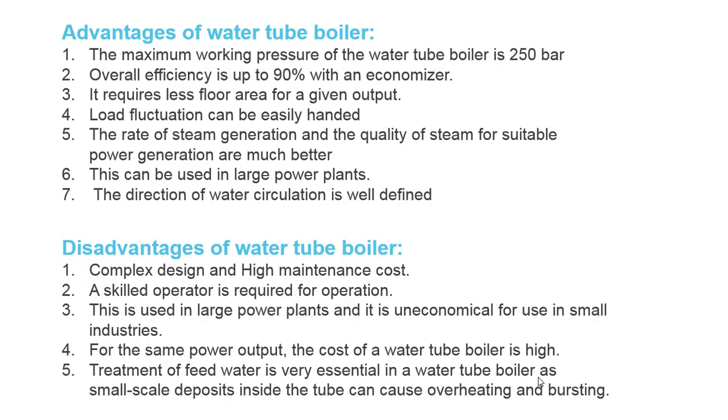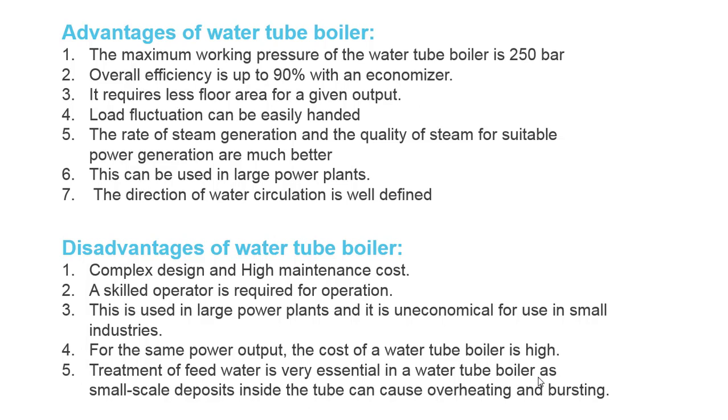Advantages of the water tube boiler. The maximum working pressure of the water tube boiler is 250 bar. Point number 2, overall efficiency is up to 90% with an economizer. Point number 3, it requires less floor area for a given output. Point number 4, load fluctuation can be easily handled. Point number 5, the rate of steam generation and the quality of steam for power generation are much better. Point number 6, it can be used in large power plants. Point number 7, the direction of the water circulation is well defined.